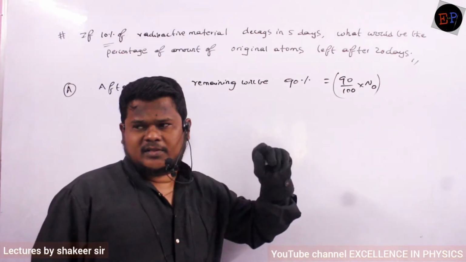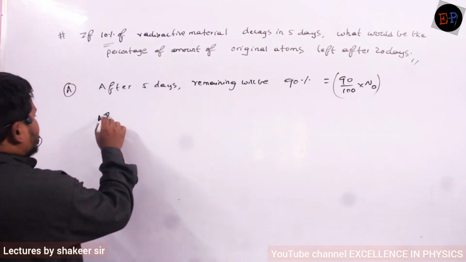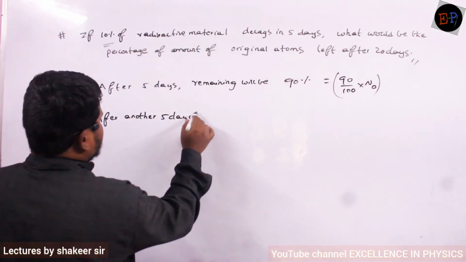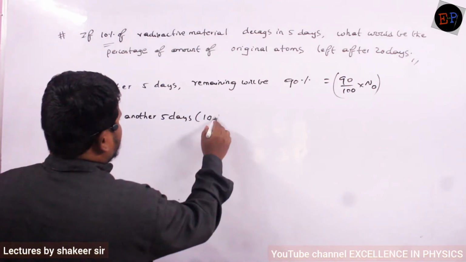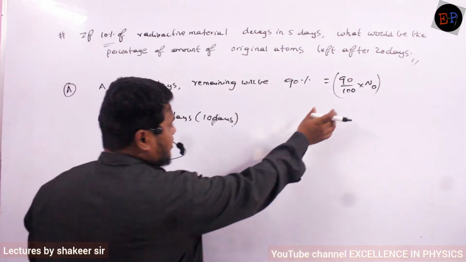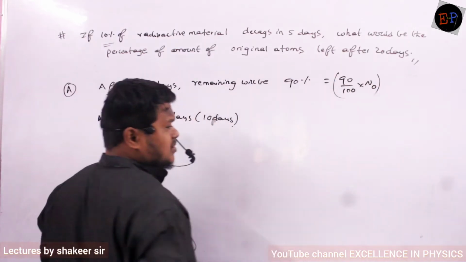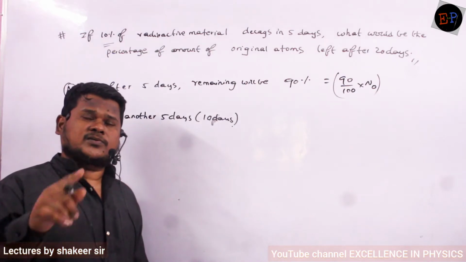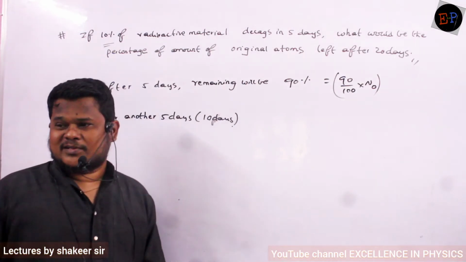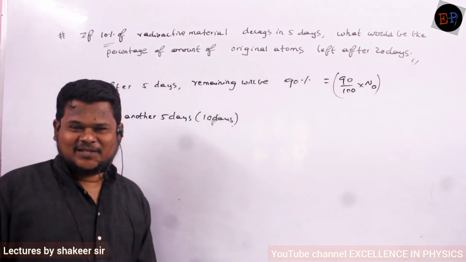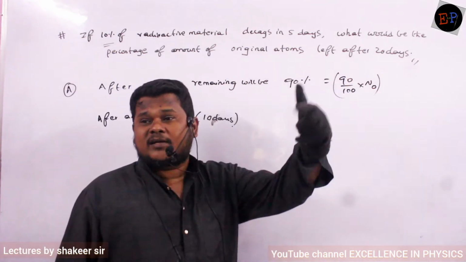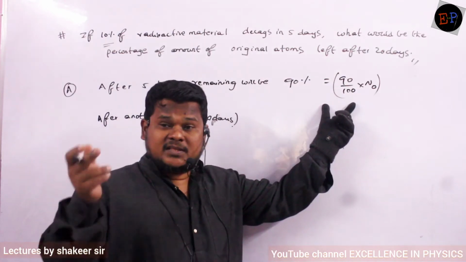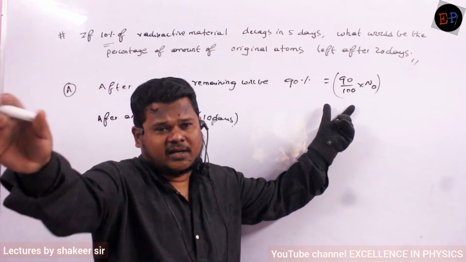Okay, now listen very carefully. After another 5 days, that is after a total of 10 days, again what will happen? Again, in the remaining number of atoms, 10% should disintegrate. So what you are doing is 10 plus 20 plus 30 plus 40, 40% have disintegrated. You are doing some calculation like that. Understand? So in the left atoms, again 10% will disintegrate. These are the remaining atoms. In these remaining atoms, 10% should again disintegrate.